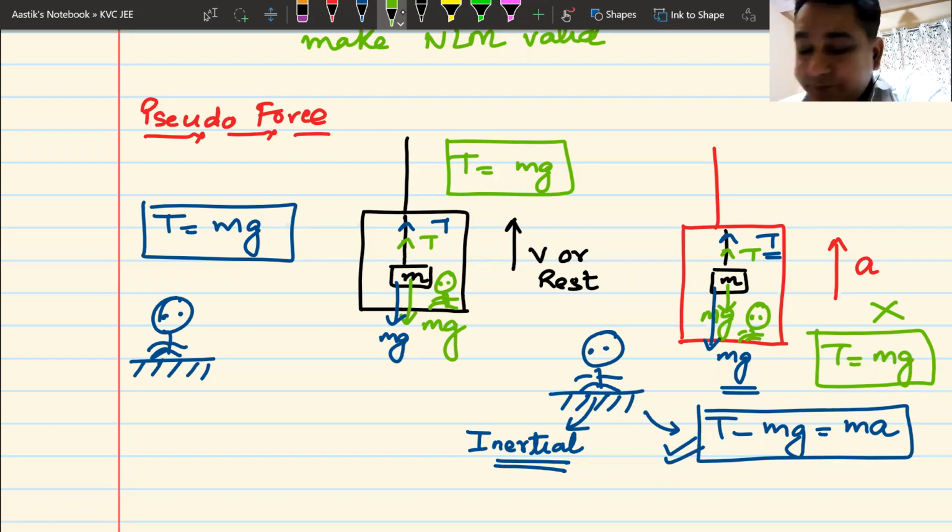But sometimes it becomes easy to write the equation or to understand the motion from a non-inertial frame. It is easier. So we should also understand how to make equations from a non-inertial frame. But Newton's laws are not valid. To make Newton's laws valid, we must apply some imaginary, non-real forces. Those non-real forces are known as pseudo forces.